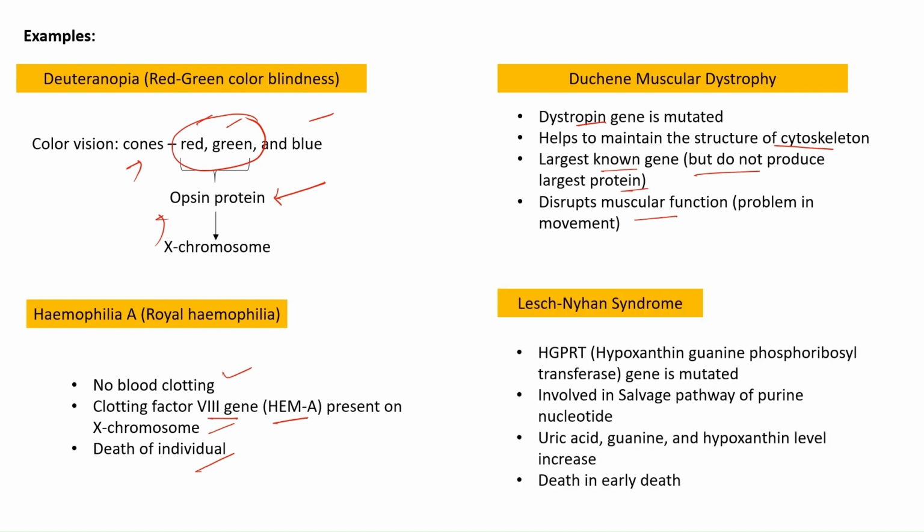Next is Lesch-Nyhan syndrome. It is due to a mutation in the gene called HGPRT, that is hypoxanthine guanine phosphoribosyl transferase, which is involved in the purine nucleotide biosynthetic pathway, that is the salvage pathway. Because of the mutation in this gene, the uric acid, guanine and hypoxanthine levels increase in our blood, because our body is not made to handle a high concentration of uric acid. Therefore, it leads to the death of the individual.